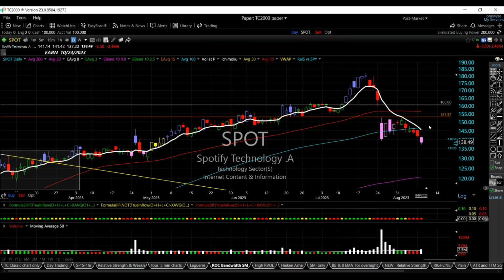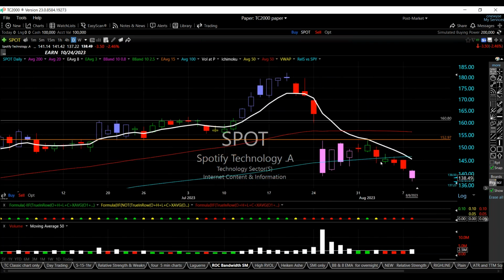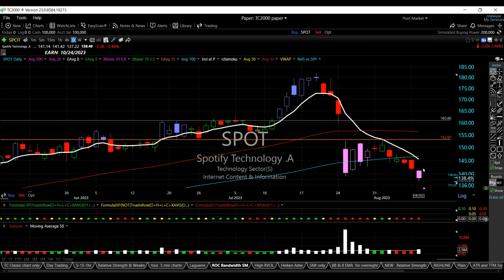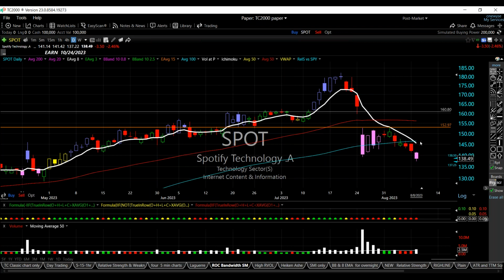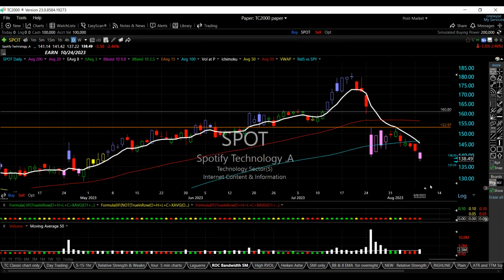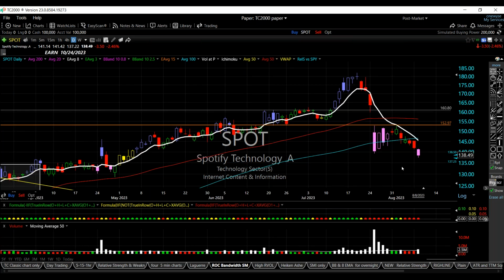It's been riding along this 100-day moving average for a good while, but here it's broken down. It broke down below the 100 here. It's moving down again, so I'd be interested in this as a short. Now it is a little extended, but not too bad, and it fell down at higher volume today. I definitely would be interested in Spotify as a short.